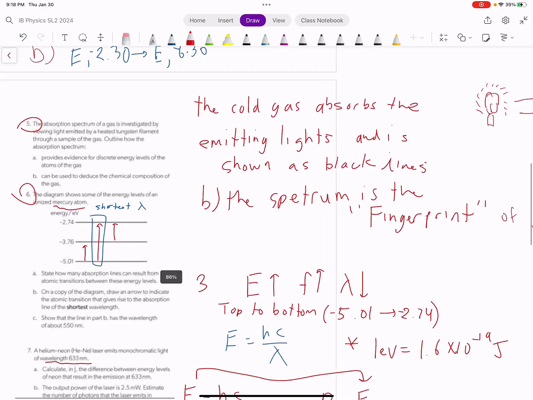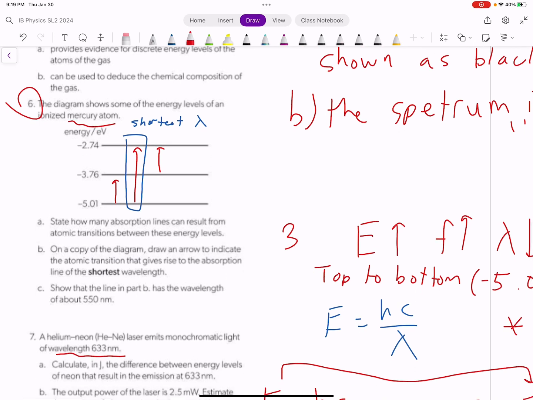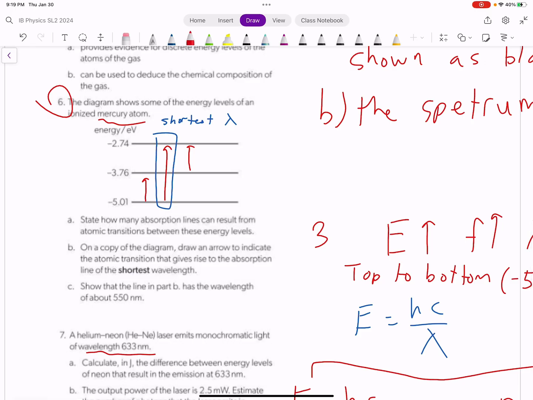Okay. Number 6. The diagram shows some of the energy levels of an ionized mercury atom. I drew some work in here, but you just notice that the energy levels are more negative as you go down. So the lowest state is the least amount of energy, and as you go up, you're absorbing energy, and as you go down, you're emitting energy. State how many absorption lines can result from the atomic transition between these energy levels.